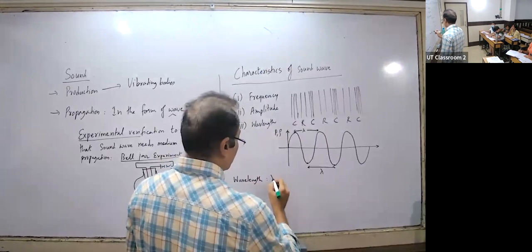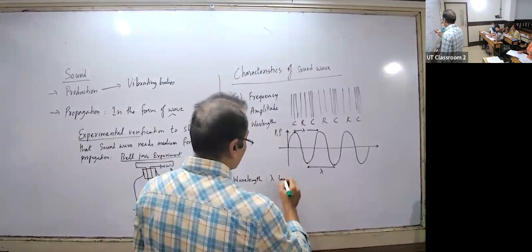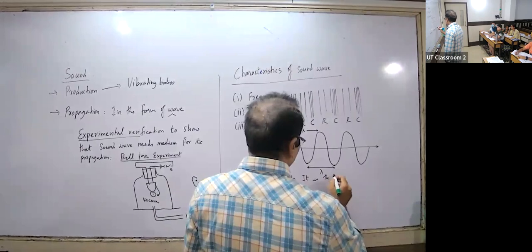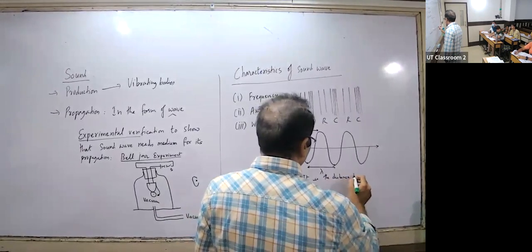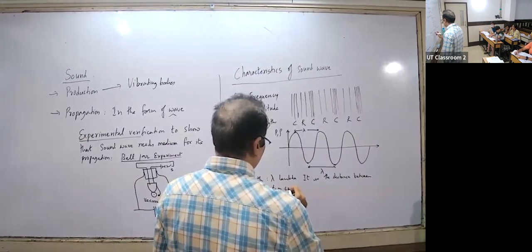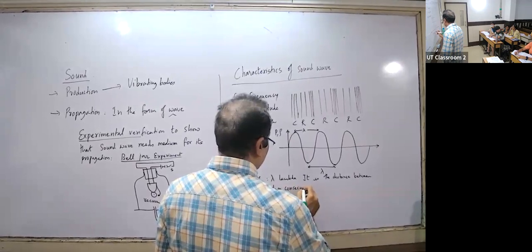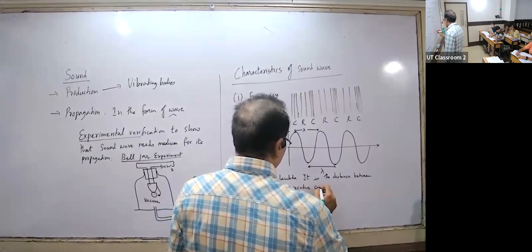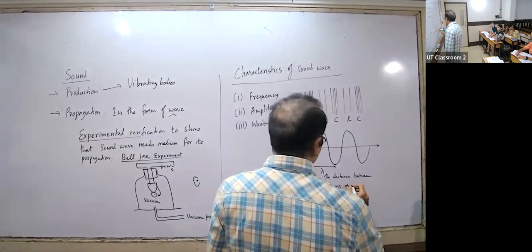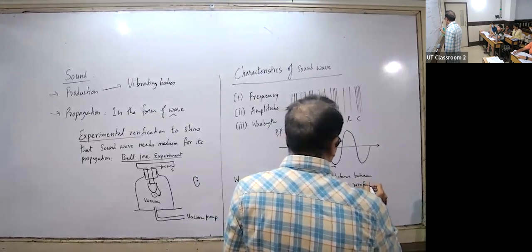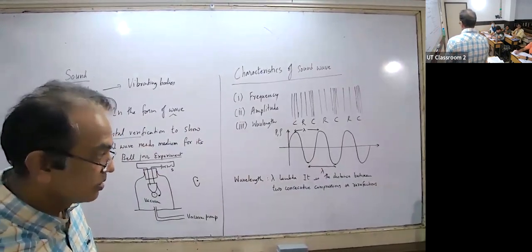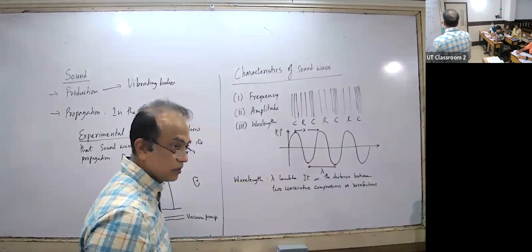Right? So wavelength is represented by a symbol called lambda. It is the distance between two consecutive compressions or rarefactions. Got it? So that is what lambda is. So lambda is a distance, right?